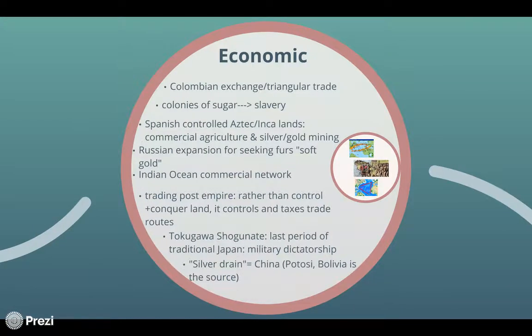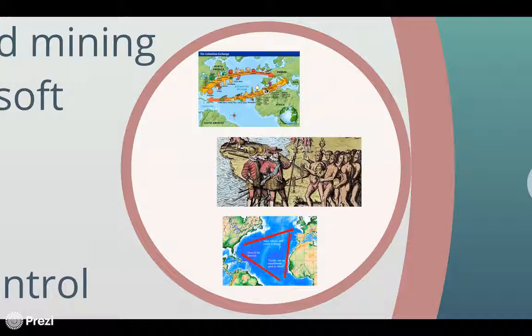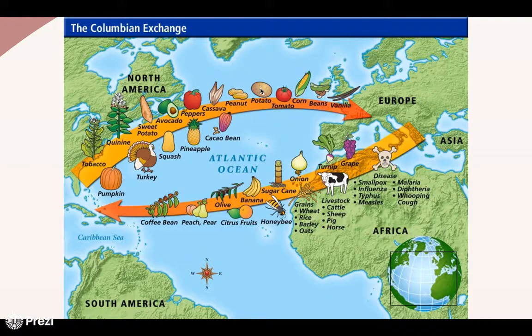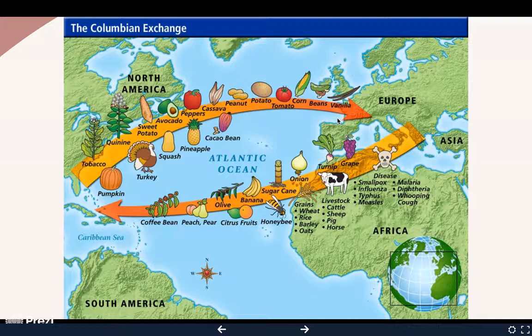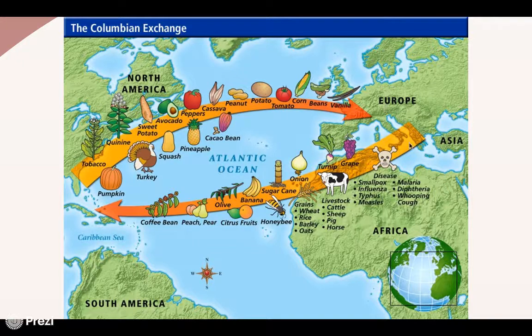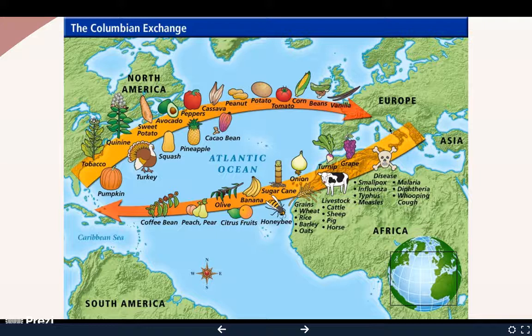So economic was a big change in this time period. The Columbian Exchange occurred. It's this idea where there's an exchange between North America and Europe. So North America is exporting its new crops that Europeans have never had before to Europe. Mainly elite Europeans are buying those, and then the Europeans are exporting some of their goods over to North America for trade.